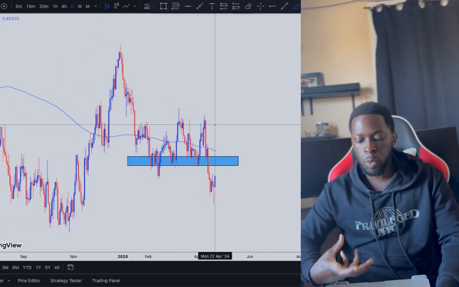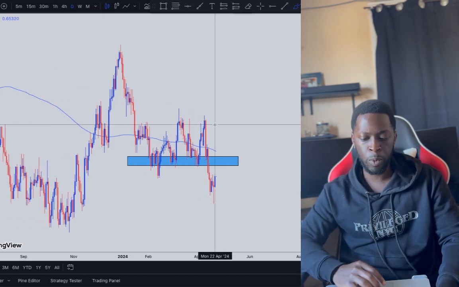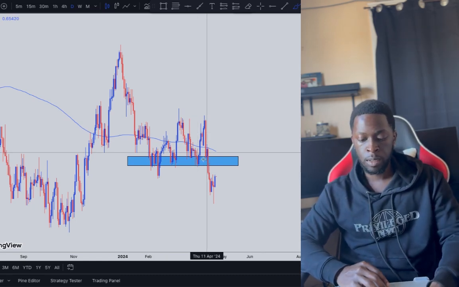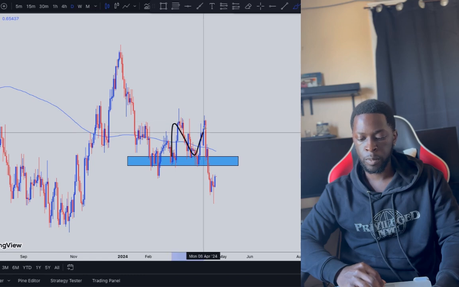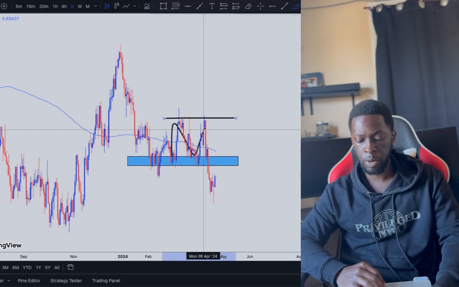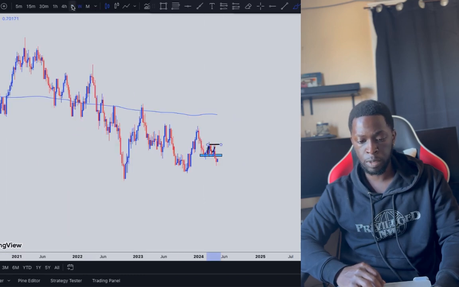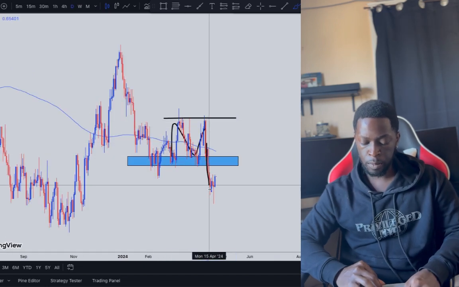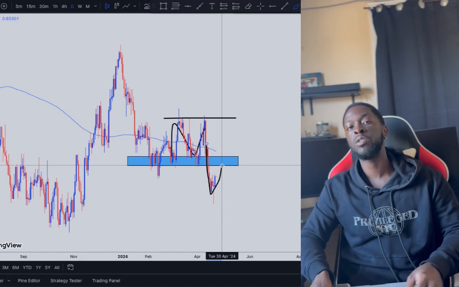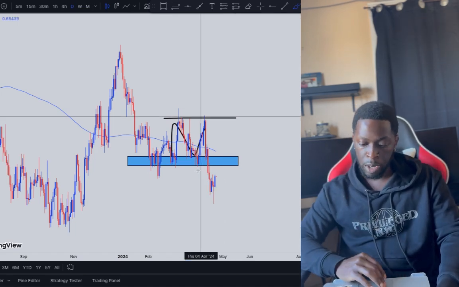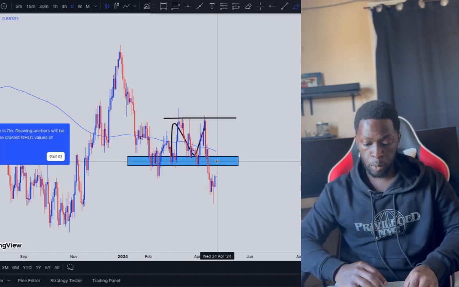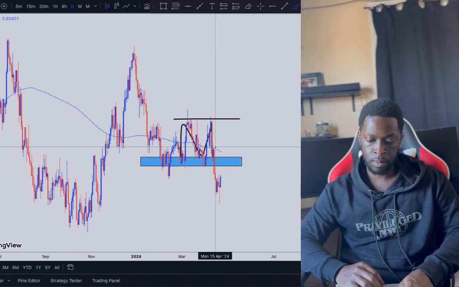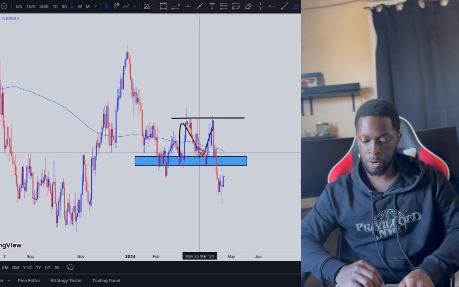So let's build our confluences up. We have a higher time frame sell. That's one. We got an M, a double top right here. Remember, I showed you guys the double top on the weekly time frame. This is it right here. We're trading a double top pattern. So that's number 2. We got the break of the neckline, and we're waiting for that retest. We are under the moving average. That is 3.